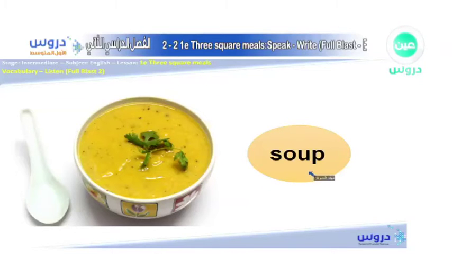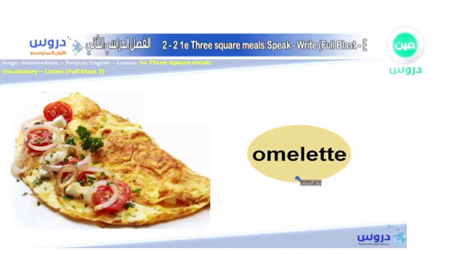Alright, so the first word over here we have soup. Once again, soup. One last time, soup. As you can see, this is soup. It's one of those light things that we eat for dinner sometimes. And then we have omelette.